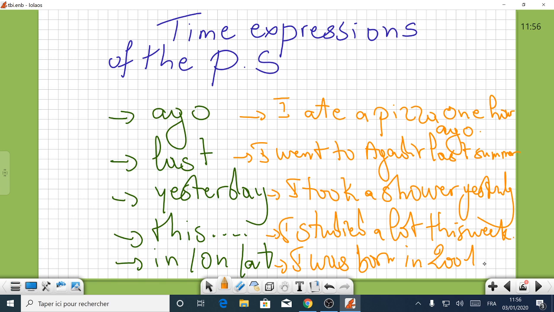So here we have ago, last, yesterday, this, on, at. These are time phrases. Whenever you hear "ago", that's the past simple. Whenever last, yesterday, they are past simple. So, I ate a pizza one hour ago. I went to Agadir last summer. I took a shower yesterday, and here we have I studied a lot this week. And for on, in or at, say I was born in 2001.